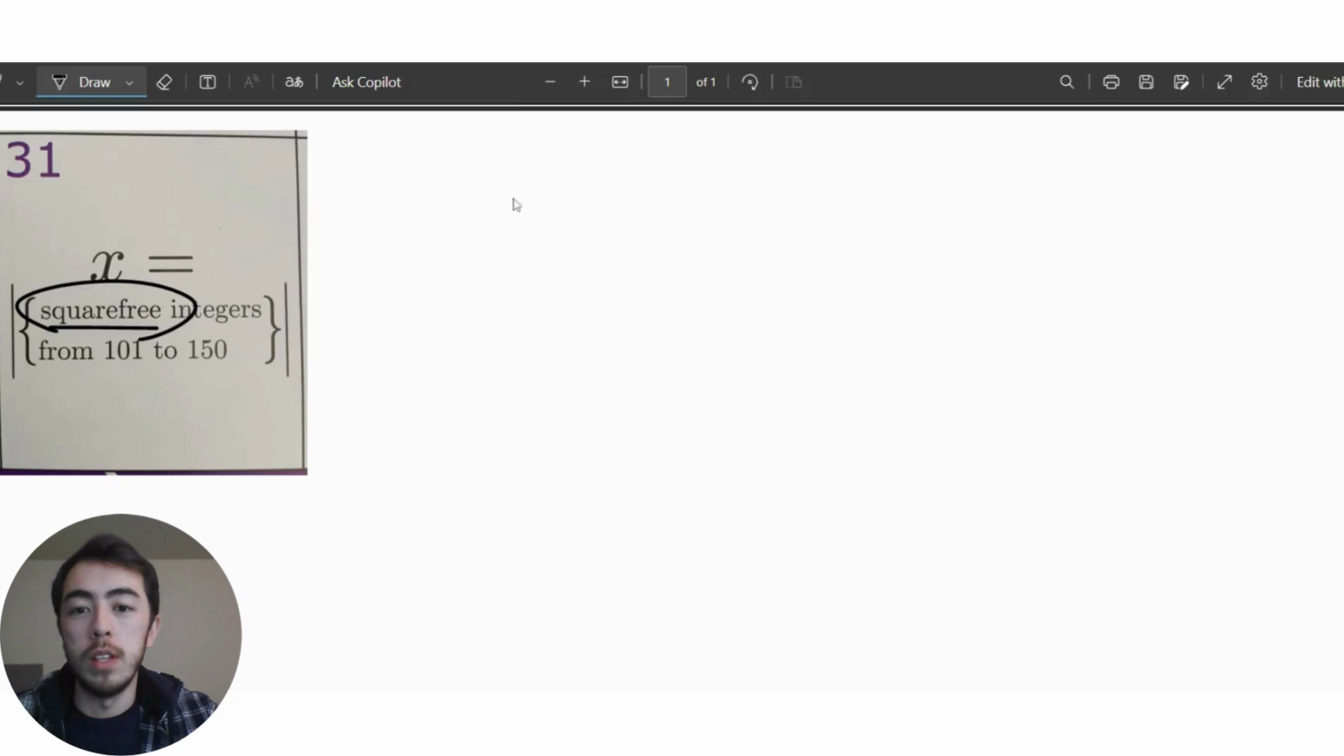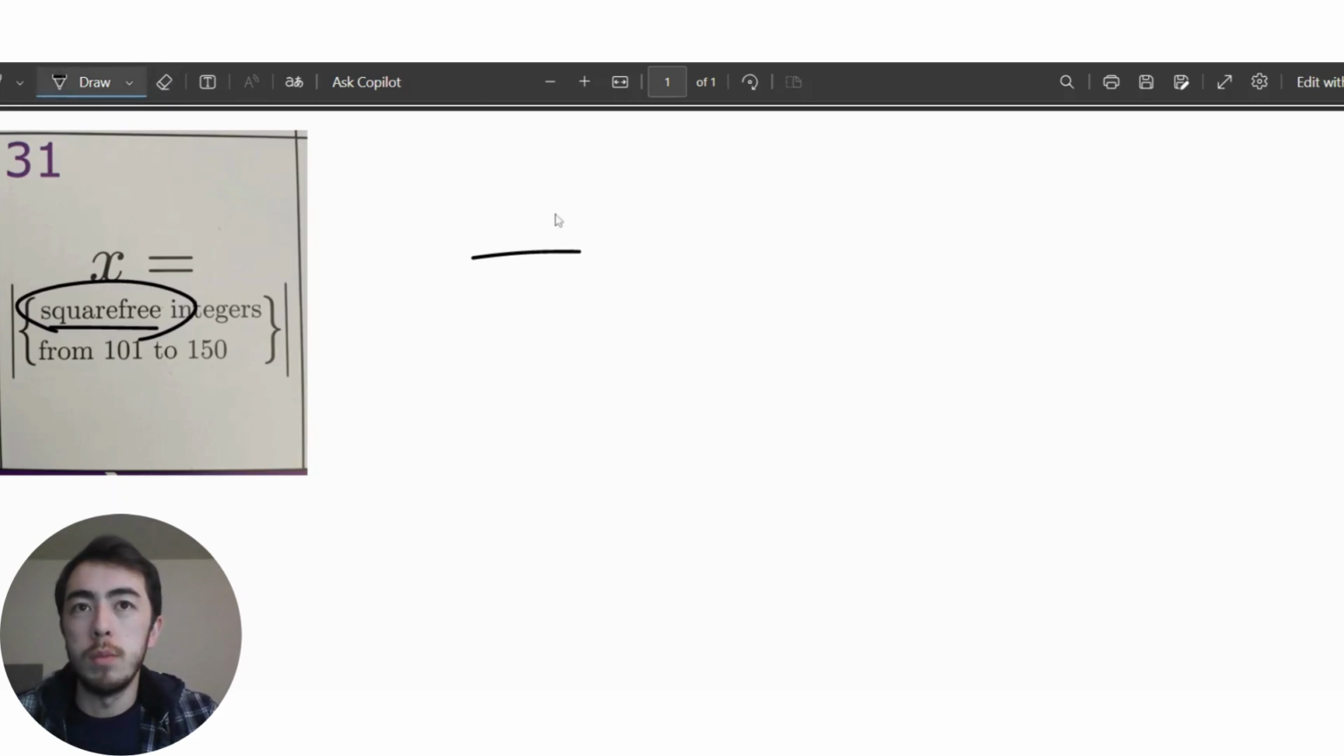So for example, 100 is not square-free because I could divide it by 25. I could also divide it by 4. So it's kind of like doubly not square-free. All prime numbers are going to be square-free. That's just because I can't really divide them by anything besides 1 or itself. So there's no way that a square number could be in there.